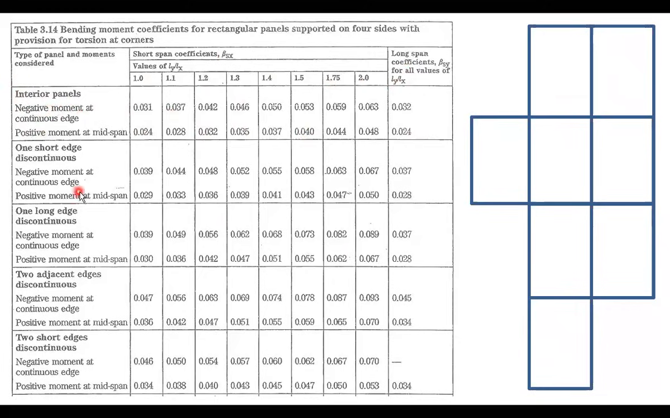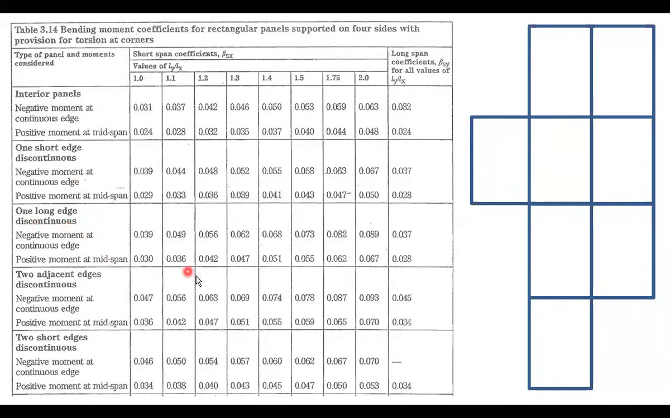Then the second case: one short edge discontinuous. For these slabs here, if we have a slab here, this will be the long edge, this will be the short edge. So where is the second case, one short edge discontinuous? Here, this one is one long edge discontinuous, and here one short edge discontinuous. I cannot see this case here. One short edge discontinuous is not here, but let's see the other one, long edge discontinuous.